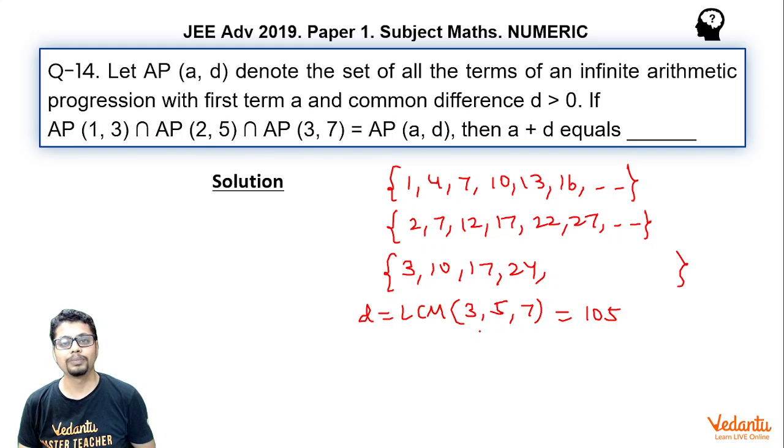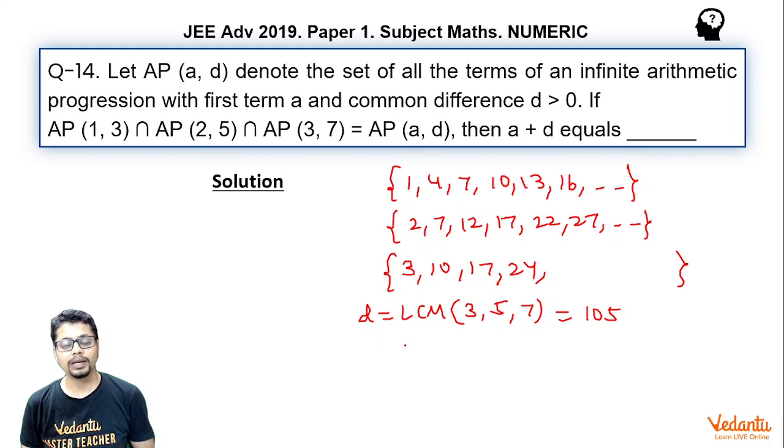Let's say there are three people, Ram, Krishna, Hari, and all three start jumping from the same spot. Ram takes jumps of 3 meters each, Krishna takes jumps of 5 meters each, and Hari takes jumps of 7 meters each. Let's say they start from the same spot, 0 meter. After what distance would they have a common spot again? It is the LCM of 3, 5, 7, which will be 105 meters.